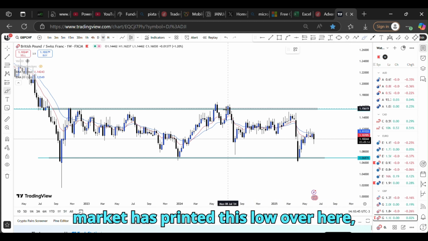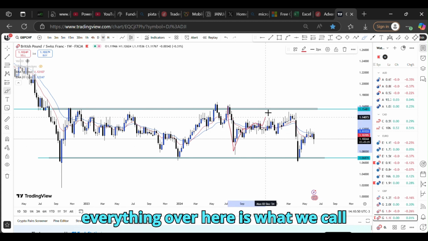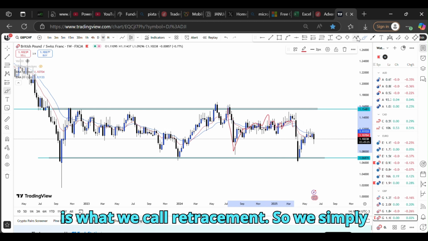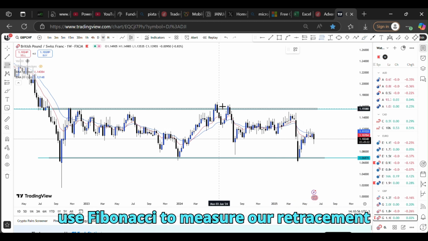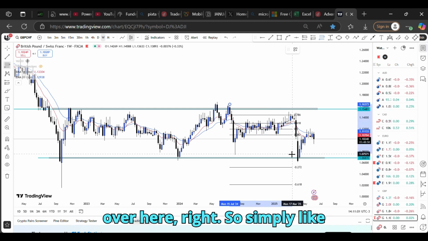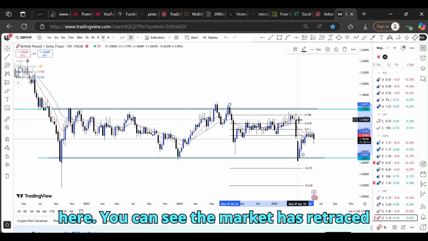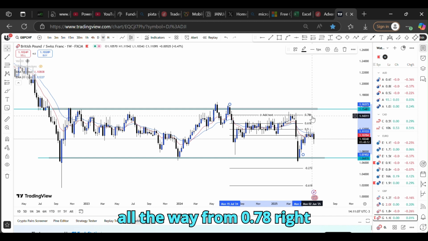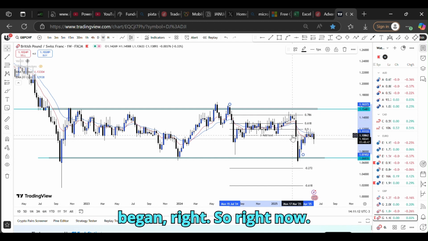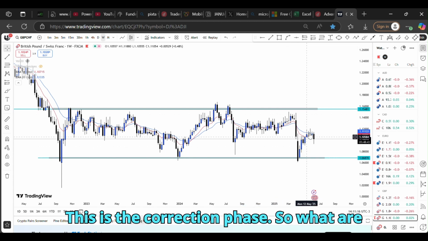Over here the market has printed this low, and we use Fibonacci to measure everything over here, which is what we call retracement. So we simply use Fibonacci to measure our retracement zone over here. You can see the market has retraced all the way to 0.78 before the push to the downside began. So right now we had another impulse to the downside. This is the correction phase.